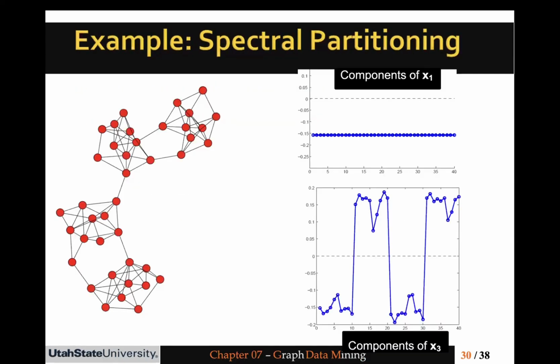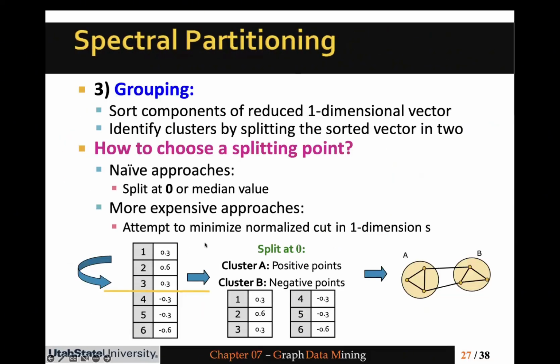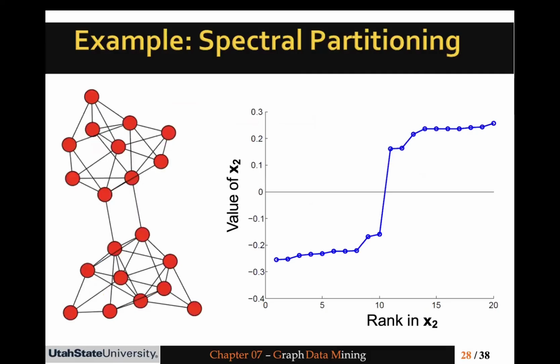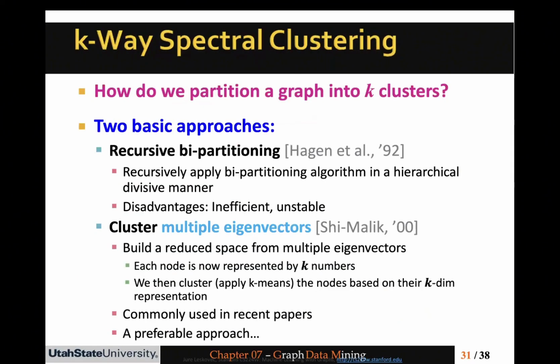Now, the next question that you might ask me is, well, I know how to do it for 2 communities. I can just split at 0, split at the median. But what if I want to find K communities? What if I don't know a priori the number of communities? I have a small network, and I don't want to use the Louvain method, which I talked about earlier. How can I do that? And my answer is in this slide.